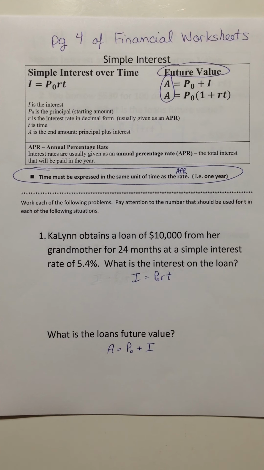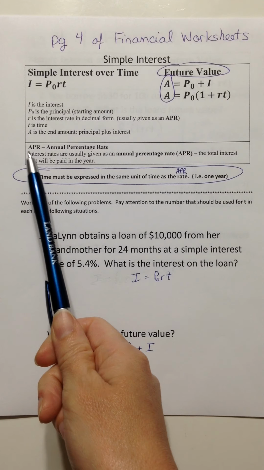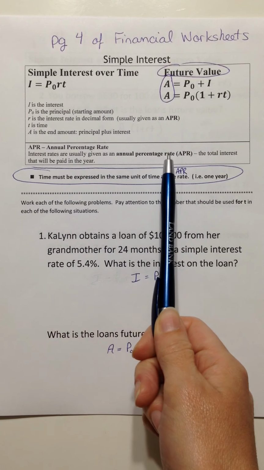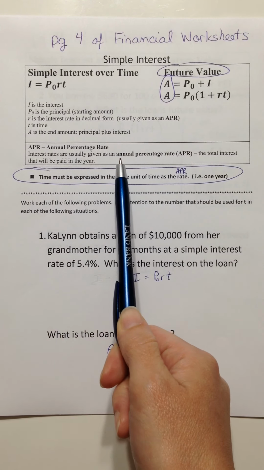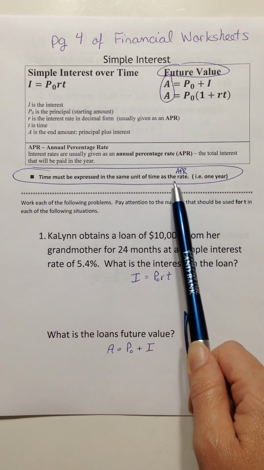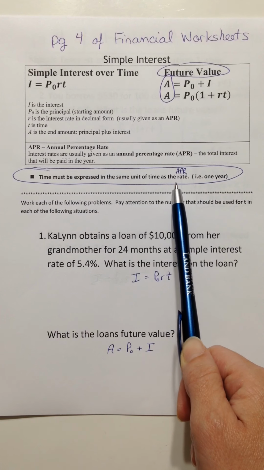This is page 4 of the financial worksheets. So this will be more simple interest, but this time on page 4, 5, and 6 you will have to convert the time to years. The reason you have to convert the time to years is because the rate is usually given as an annual percentage rate, so the time must match the time period for the rate, which is 1 year. So the time must be expressed as the same units as the rate.